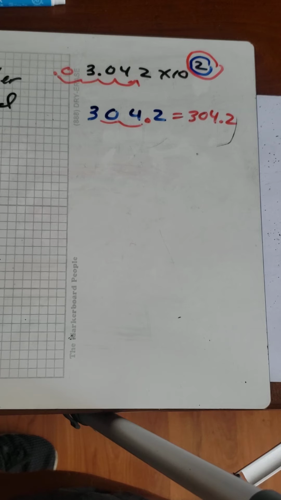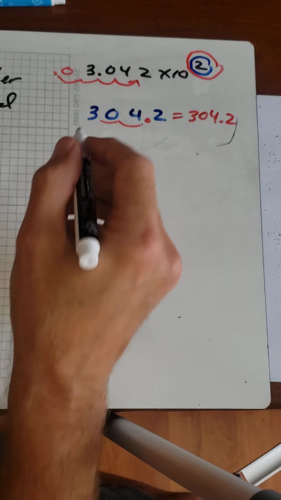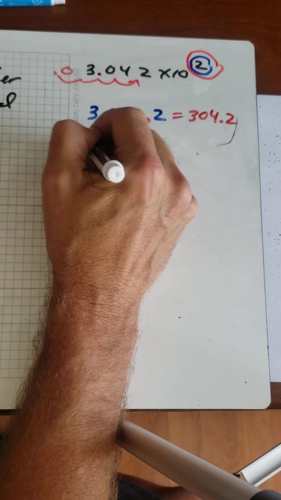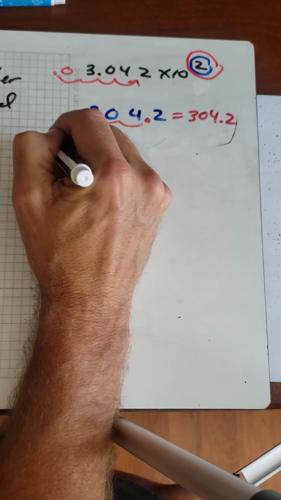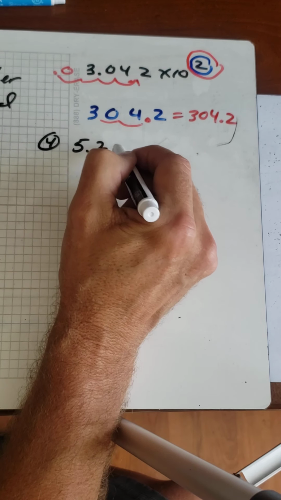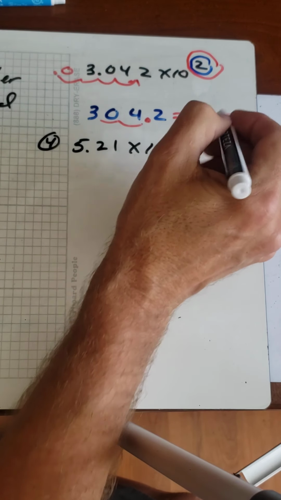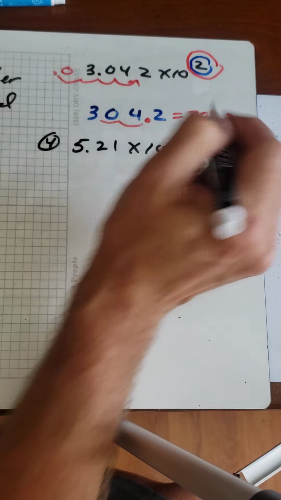Now I know you're probably going, that still seems like you're telling me to move left and right. I'm not, right? We're going to take a look at another one, and we're going to see how I never mentioned left or right. I mentioned bigger or smaller than 1. So here we go. This is number 4 from down below. 5.21 times 10 to the negative third.